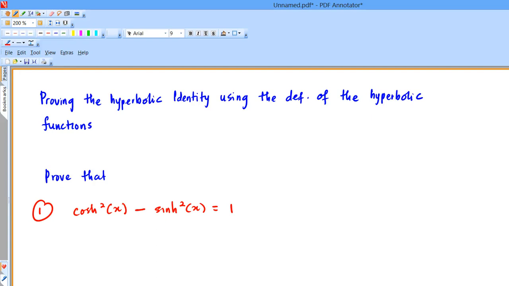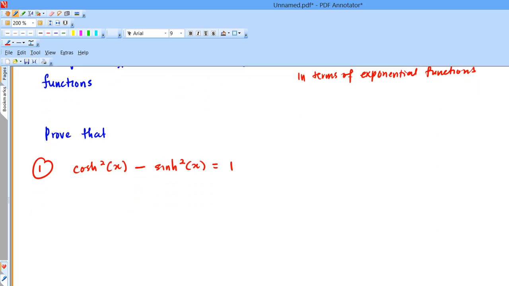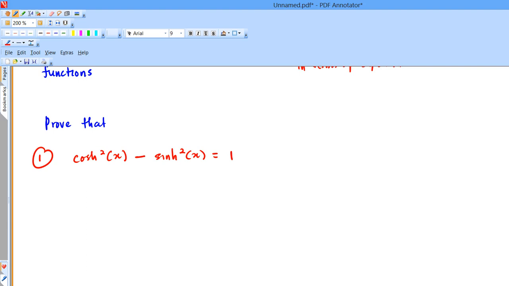Hi student, in this video we are going to prove the hyperbolic identity using the definition of hyperbolic function, where the definition of hyperbolic function actually is in terms of exponential function. So now let's move to example. The question: prove that, number 1, hyperbolic cos square x minus hyperbolic sin square x equal to 1.